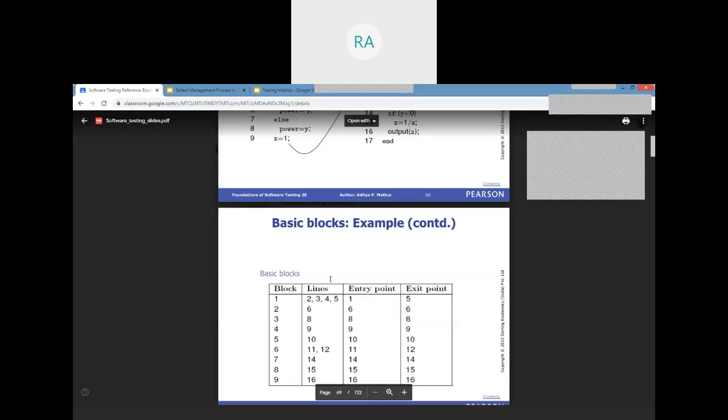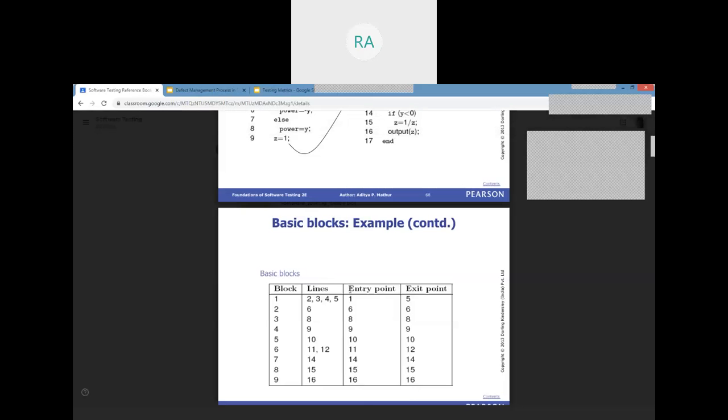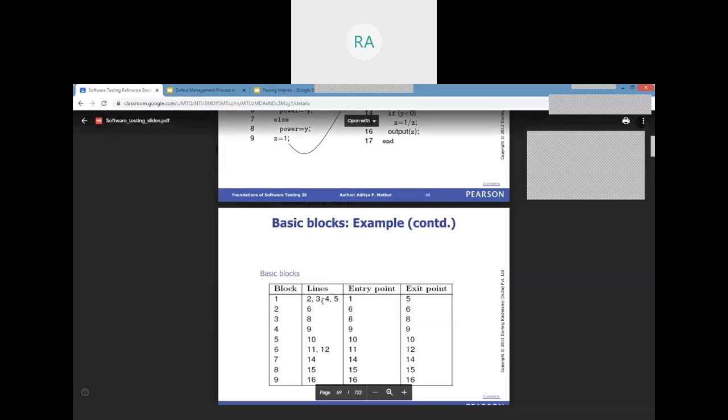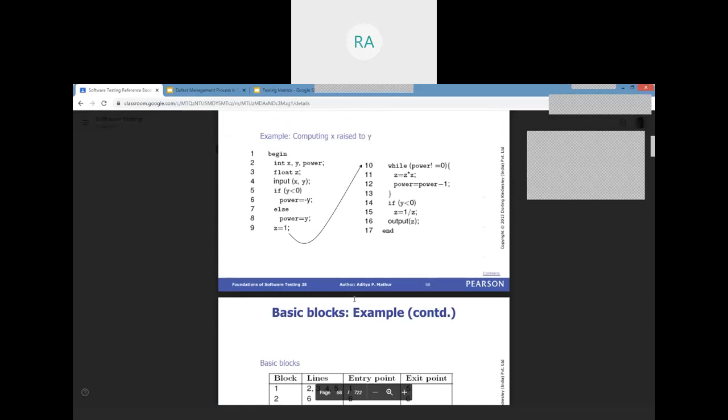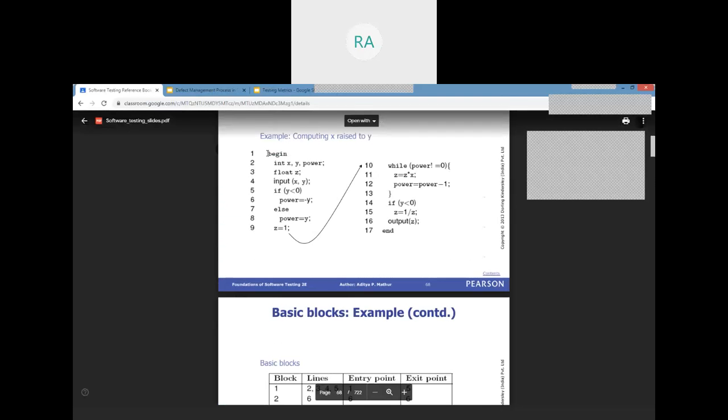Pertaining to this block, as I've already told, each block will have an entry point as well as an exit point. For this block, what is the entry point and what is the exit point? Here they are showing line number 1, but even though it is not there, it has to be line number 2 actually. Line number 2 is going to be the entry point and line number 5 is going to be the exit point.